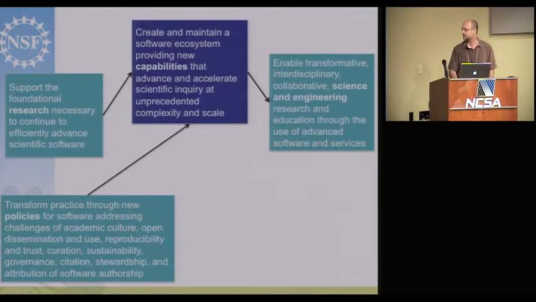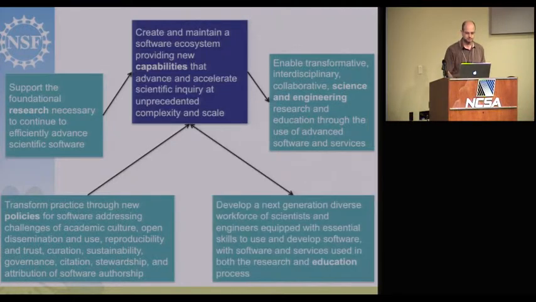One of them is that we have to transform what's going on in practice by new policies. Again, there are questions about academic culture, open dissemination and use, reproducibility and trust, curation, sustainability, governance, citation, stewardship, attribution of software authorship. There are a number of issues that all have to go into the software that's in the ecosystem.